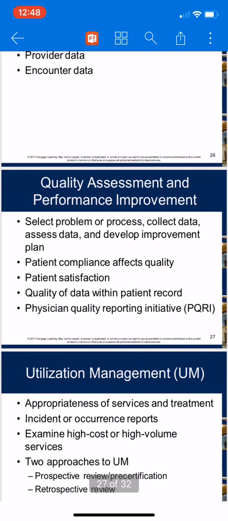Alright, dropping down to that next section on 107, Quality Improvement and Utilization Management. A major use of health information in ambulatory care is the assessment of quality of care provided by the facility. The quality assessment and improvement process in ambulatory care follows the same methods used in other care settings. Problems or processes must be chosen for study, data must be collected to measure these processes, data must be assessed, and a method for improvement must be developed.